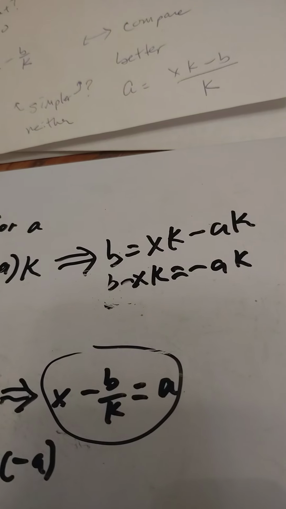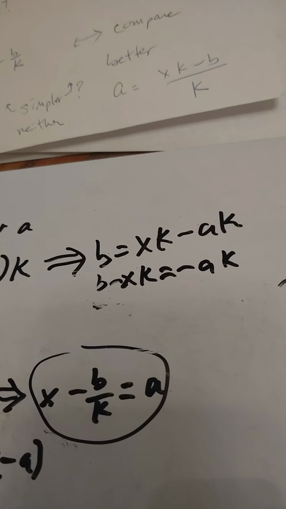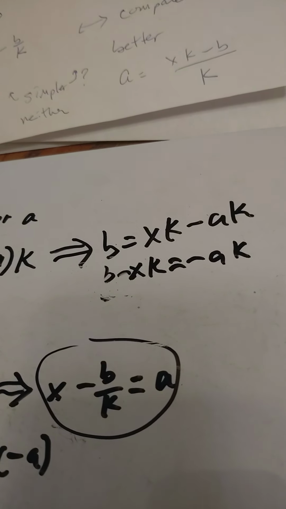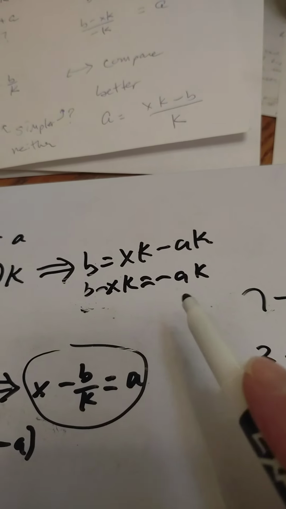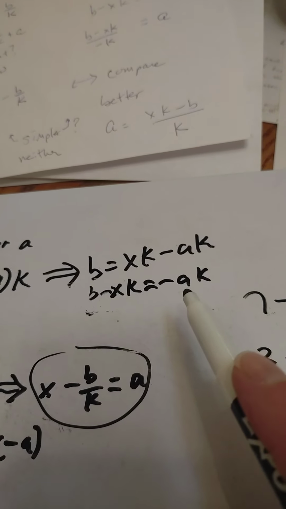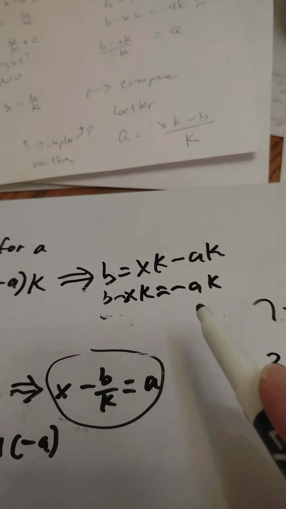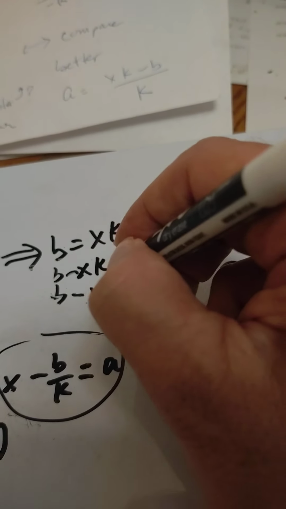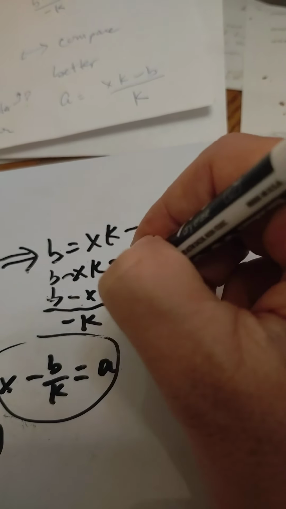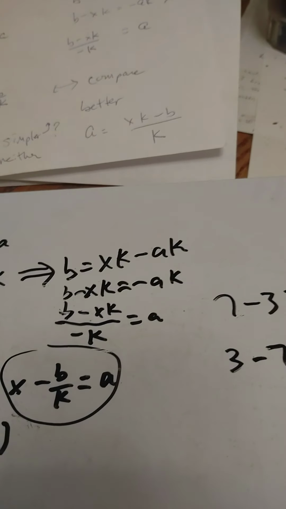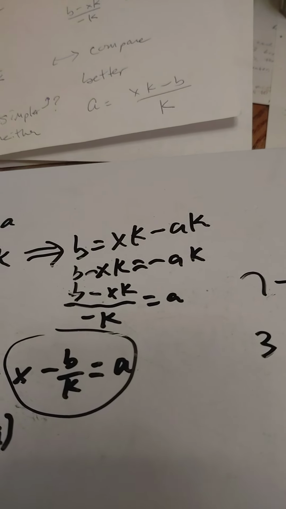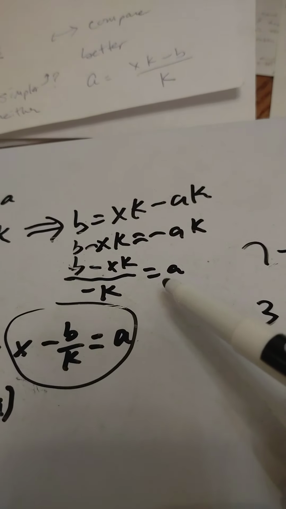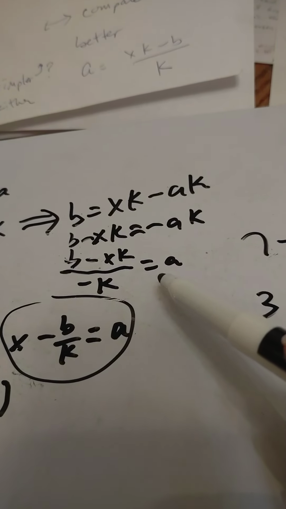Okay, and now let's divide both sides by negative k, because I want to solve for a, positive a. So let's divide both sides by negative k, and we'll get this. B minus xk over negative k equals a. Wow. So that's the same answer. It's definitely a little awkward looking.